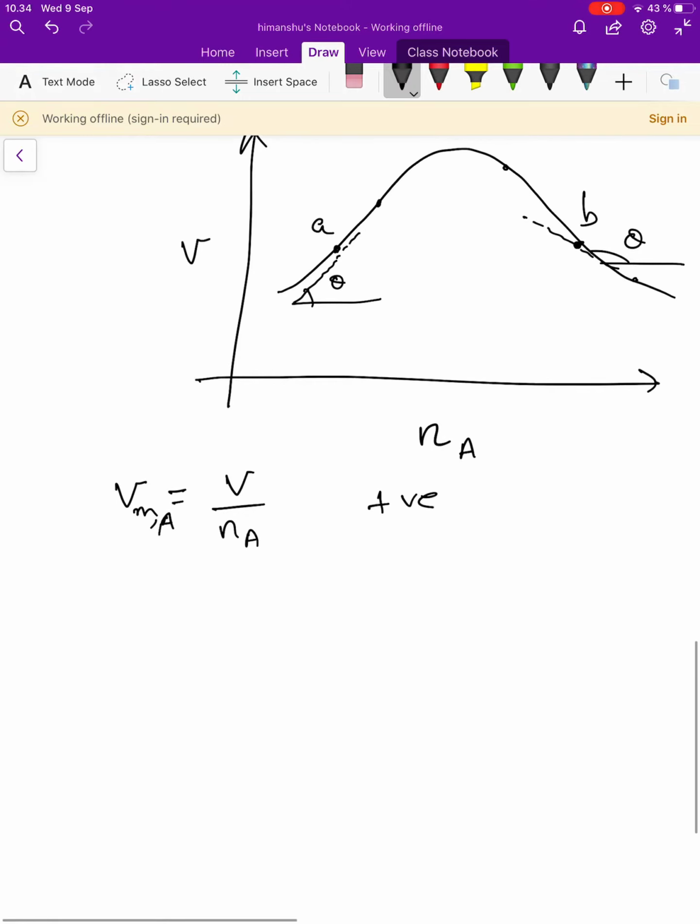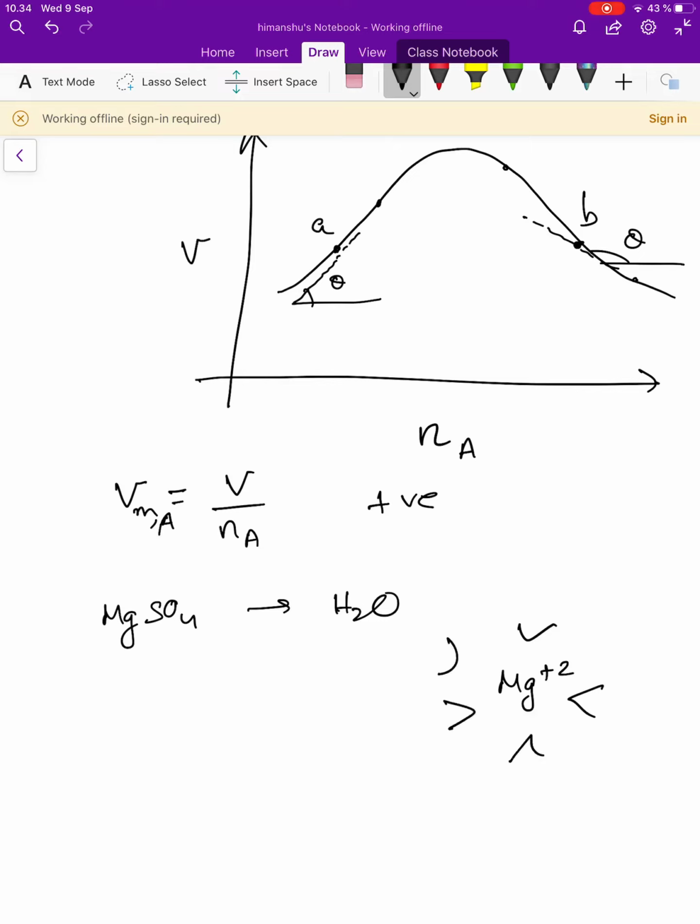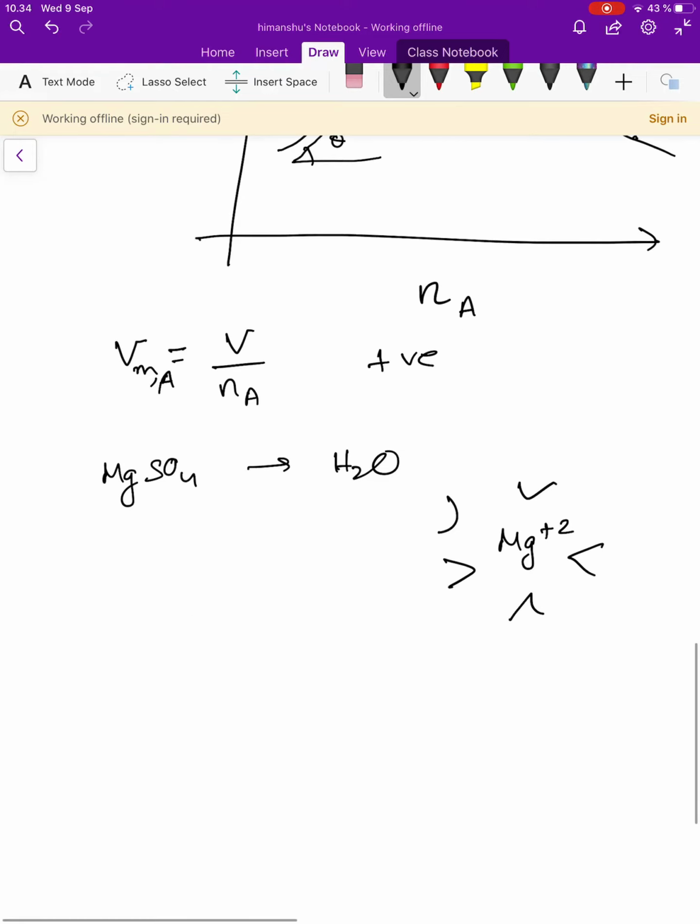One example of this is if you add magnesium sulfate to water, the volume of water actually decreases. The volume of the solution decreases. And the reason this occurs is because magnesium sulfate forms ions, and these ions disrupt the free structure of water and they get hydrated. So magnesium ions will now be surrounded by water molecules, and therefore the structure of water will collapse a little bit, resulting in a small decrease of volume.